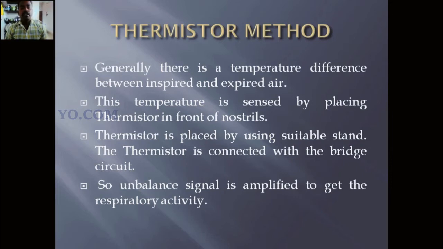So we have the thermistor like this, very close to our nostril. This thermistor measures the air temperature, the inspired air and expired air. Inspired air is at normal room temperature. Expired air is warmer than the room temperature. So this difference is calculated every second, and according to this difference, we can measure the respiratory activity. So this is the thermistor method.